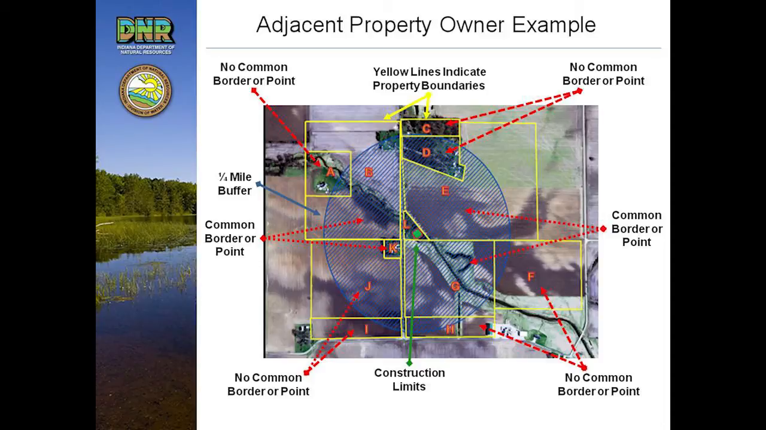The map shows that adjacent landowners B, E, G, K, and L, if not the same as the applicant, share a common border or point with the construction limits of the proposed project and need to be notified. Notice that although landowners A, C, D, F, H, I, and J are within a 1/4 mile of the construction limits, they do not share a common border or point with the construction limits of the proposed project and do not need to be notified.